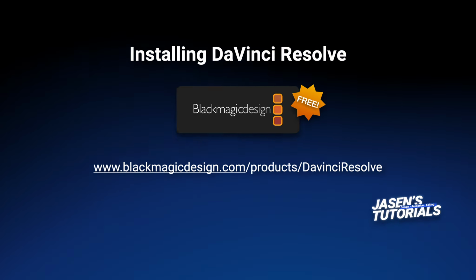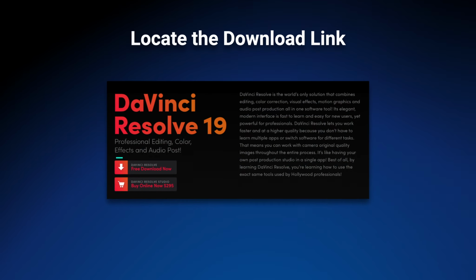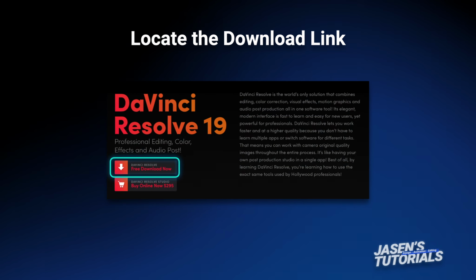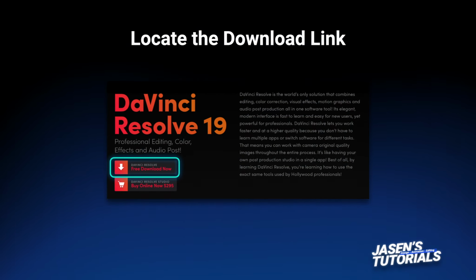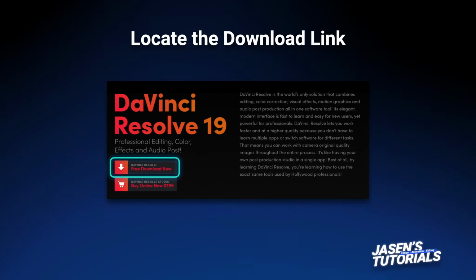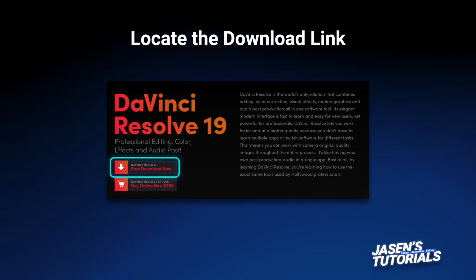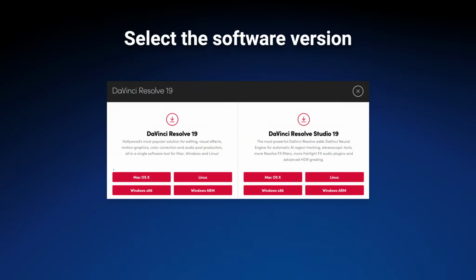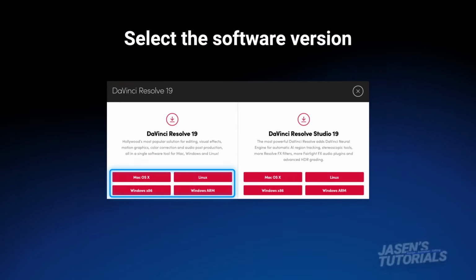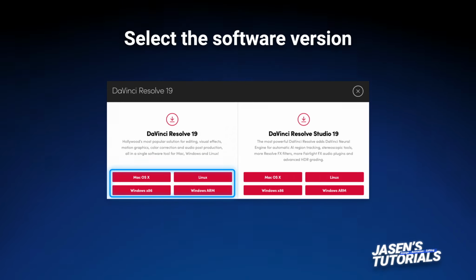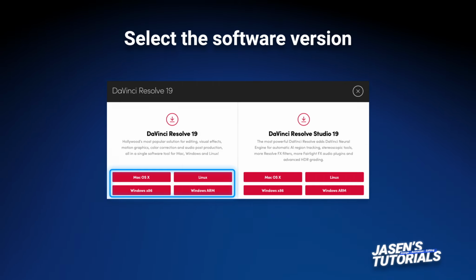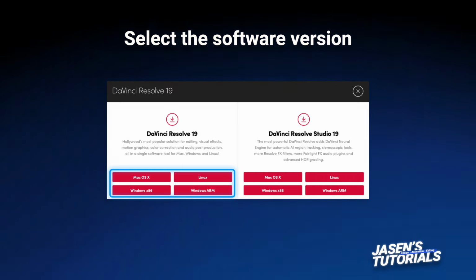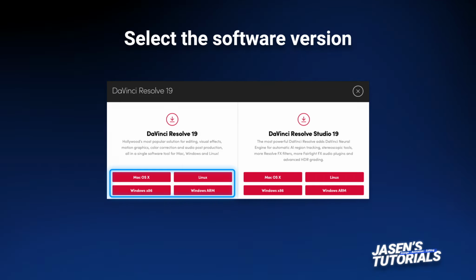Okay. Once you click on that link, you're going to scroll down and locate the download link. There's this little button right here where it says free download now. You're going to click on that, and you can follow through. After that, you're going to click on your software version. I will be using a Mac for this tutorial and this course, and there are different options. You can use Mac OS X, Linux, or Windows. Go ahead and click your software version.